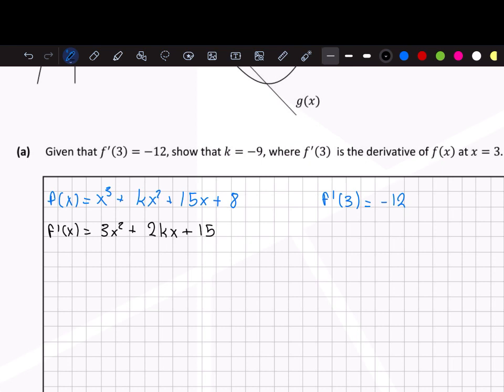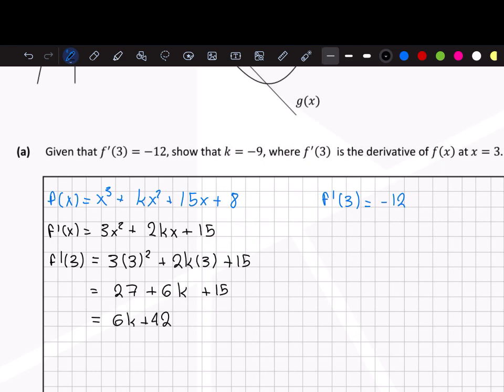So when I substitute in 3 for all the x values, the only remaining variable is going to be k, because I'll have 3 subbed in here and 3 subbed in here. And this whole thing has to equal -12. So if I find f prime of 3, what I'll get is 3 times 3 squared plus 2k times 3 plus 15. So this is going to be equal to 3 squared is 9, 3 times 9 is 27, plus 3 times 2 is 6k plus 15. Simplify this slightly, I'll get 6k plus 42.